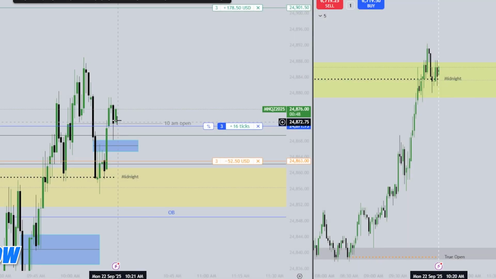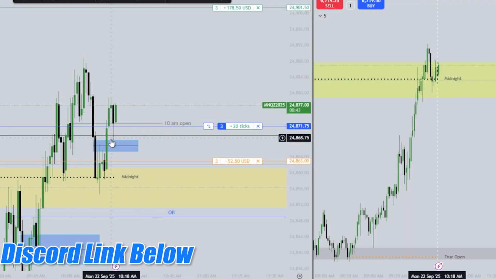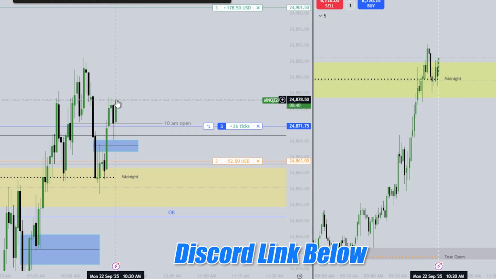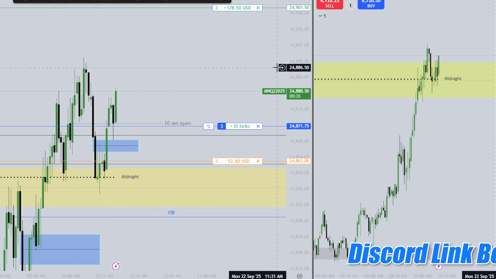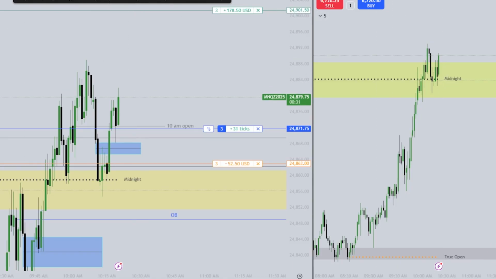For this to expand up. This be 10 a.m. open right here. We came down, sort of, in my opinion, made a juice swing. Now looking for us to shoot back up. Looking to take partials over here at this high. So that will be taking 2 contracts off right there.